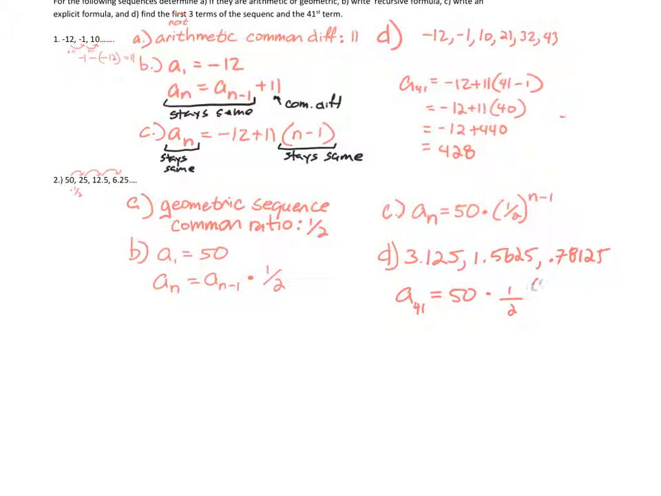So 41 minus 1, and I get 50 times 1/2 to the 40th power. Now here I'm getting such a small number that I'm going to actually write it in scientific notation. So I got 4.547 times 10 to the negative 11th.